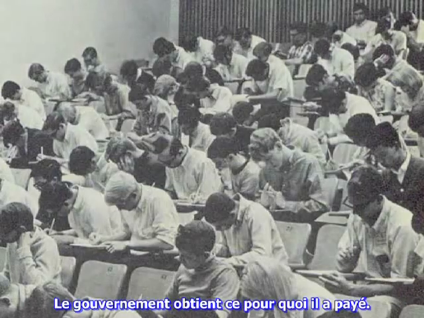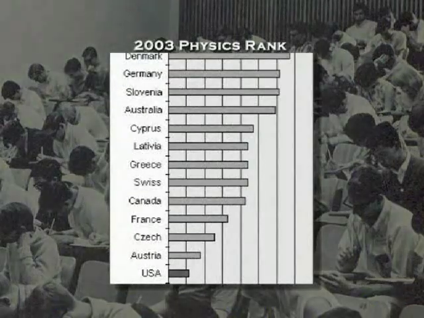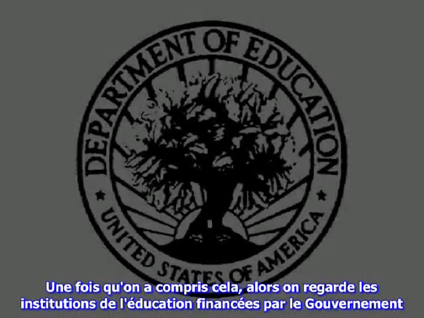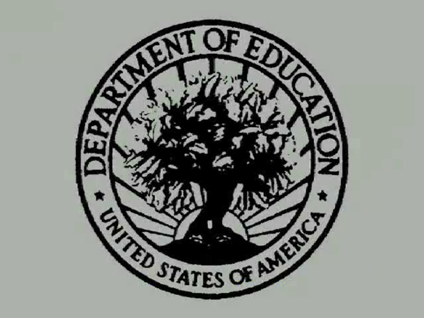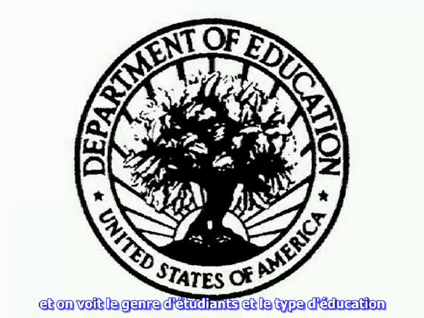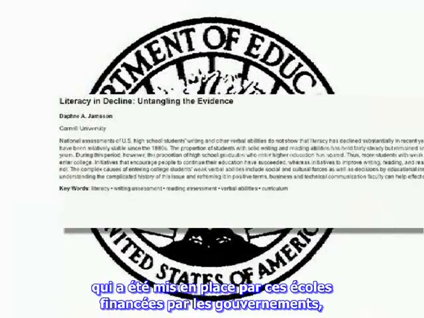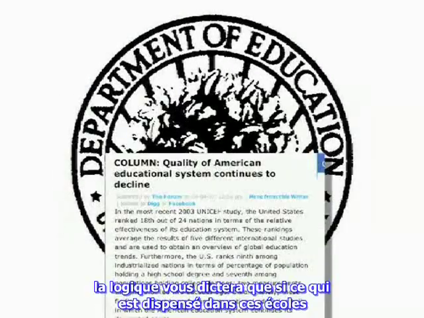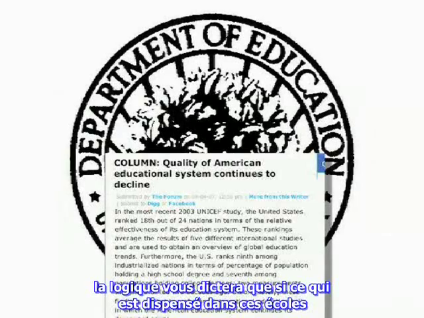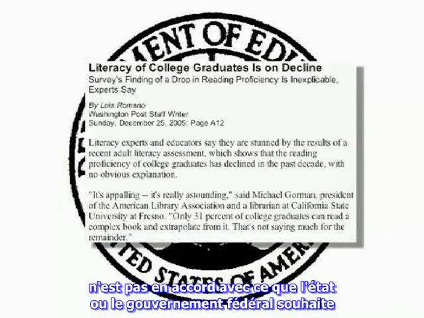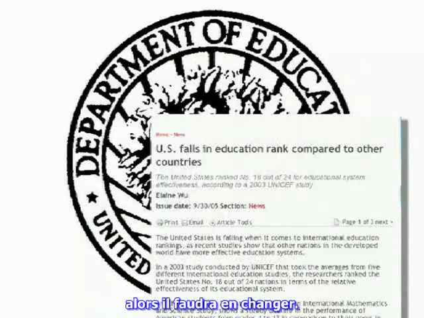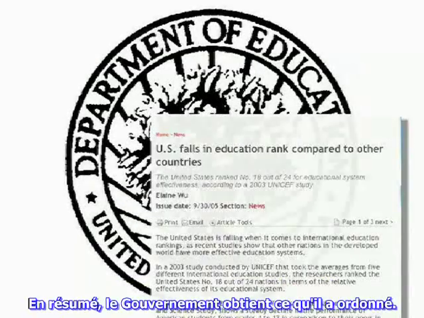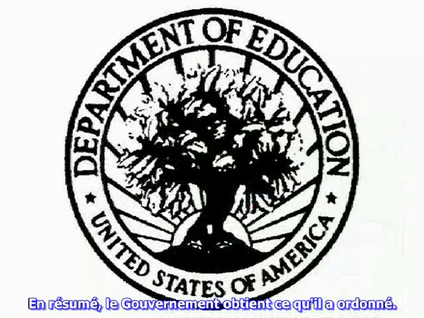What your government pays for, it gets. When we understand that, then we look at government-financed institutions of education and see the kind of students and the kind of education that's being turned out by these government-financed schools. Logic will tell you that if what is being turned out in those schools was not in accord with what the state and the federal government wanted, then it would change it. The bottom line is that the government is getting what they have ordered.